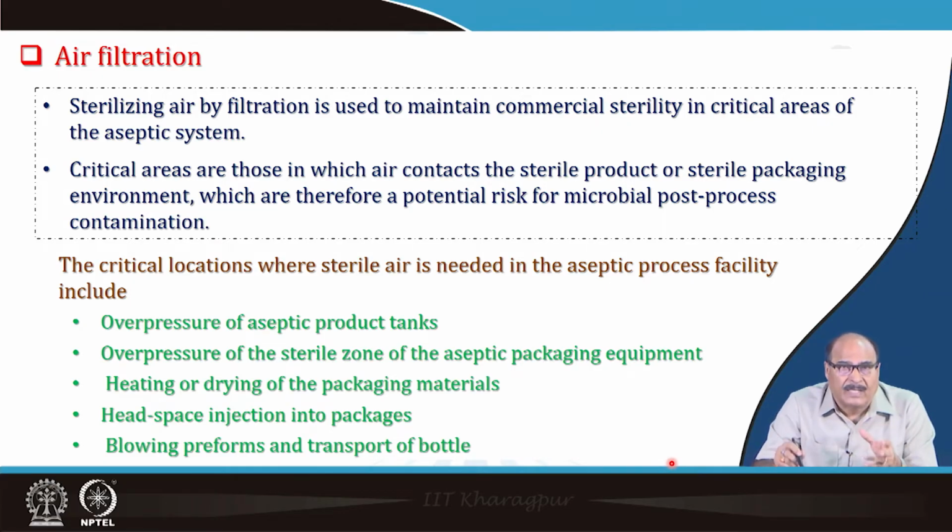So, air should be properly filtered. The critical locations where sterile air is needed in the aseptic processing facility include overpressure of the aseptic process tanks, overpressure of the sterile zone of the aseptic packaging equipment, heating or drying of the packaging materials, head space injection into packages, or blowing performed, and transport of the bottles.